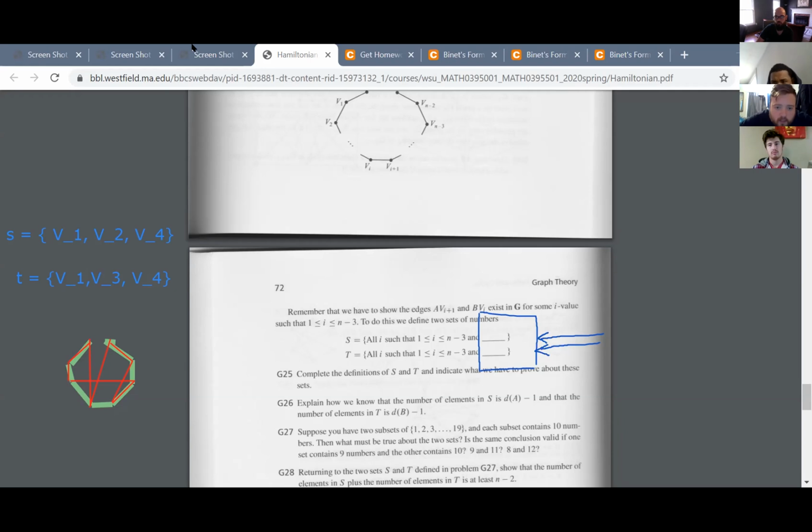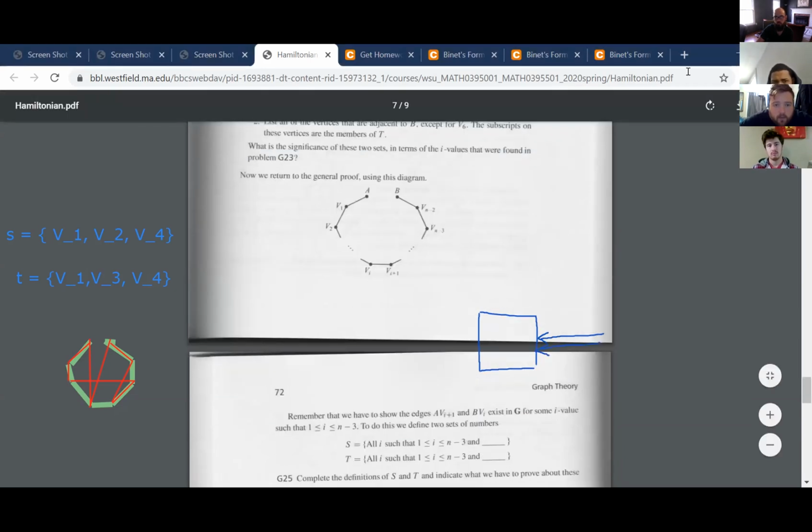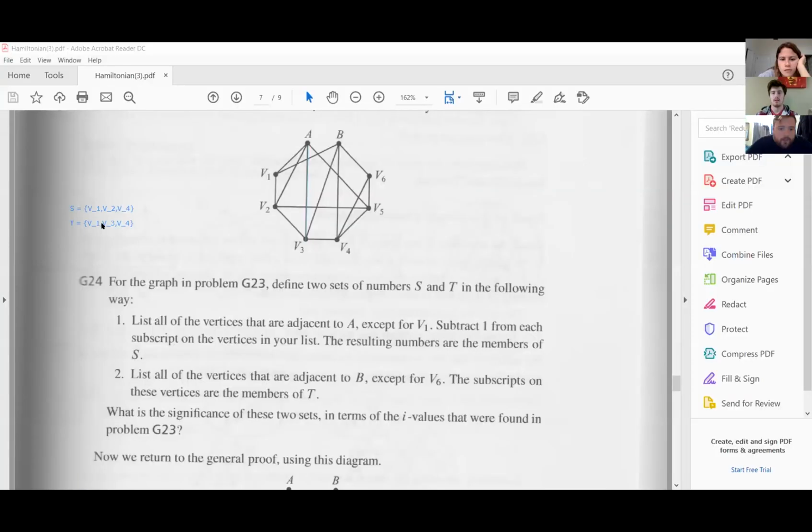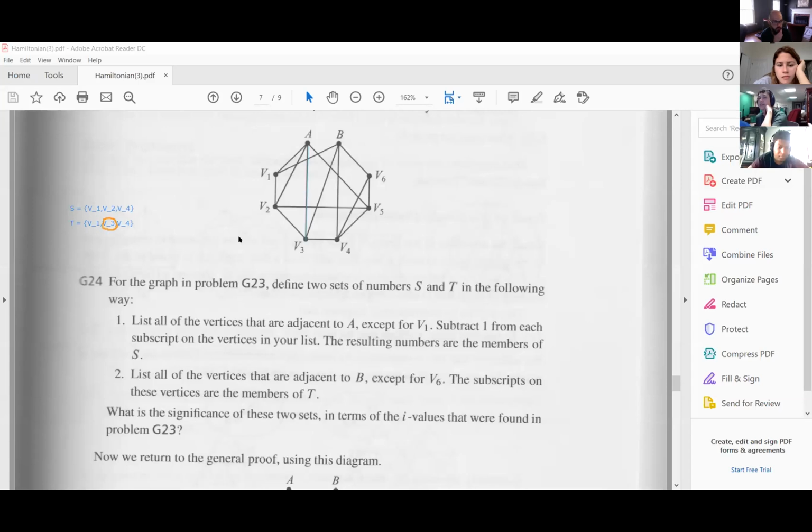So let's look back at that diagram. Something sticks out to me as being kind of an odd man out. Yeah.